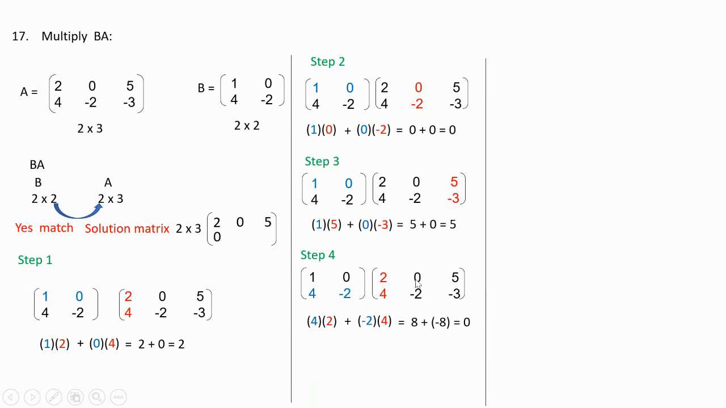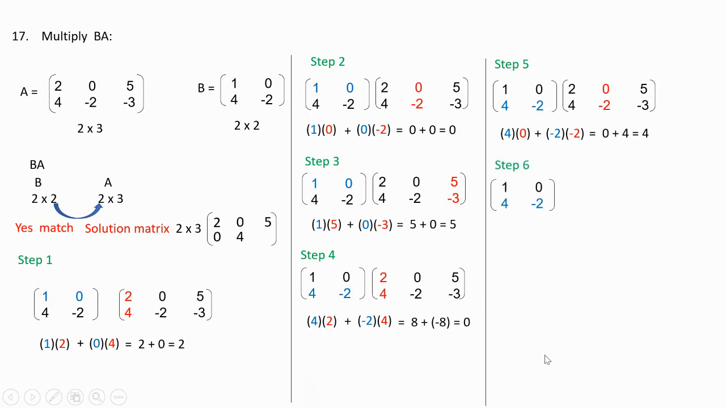So for step 5, these are going to be in red now, the second column on the second matrix. 4 times 0 and negative 2 times negative 2 will give us 4. So the answer will be 4, so 4 goes there. And finally, these are going to be the next ones in red because that's what I'm going to be executing for the second matrix. So it's going to be 4 times 5 plus negative 2 times negative 3. So that's going to give us 20 plus 6, which is 26. So that's my solution, guys.